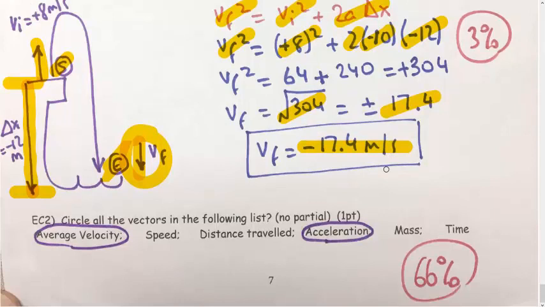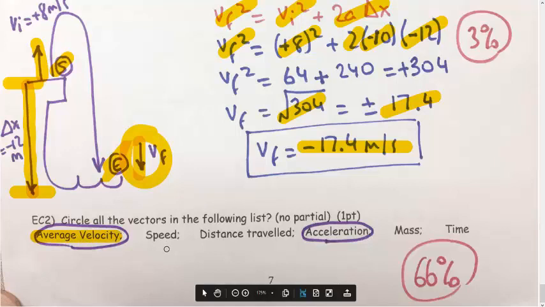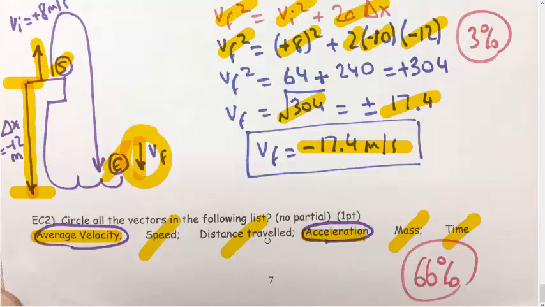And then circle all the vectors in the following list. Well, velocity is a vector whether it's average or not. Speed is not. Distance traveled is not. Acceleration has a direction and a magnitude, so that's a vector. Mass just has magnitude. Time just has magnitude. So a nice straightforward question to end up the test. So there we have it. I hope this helps.